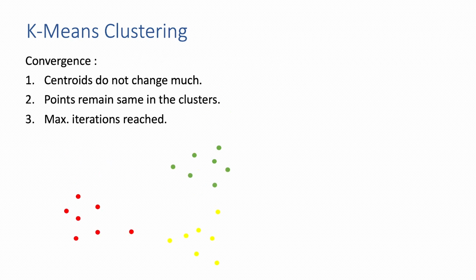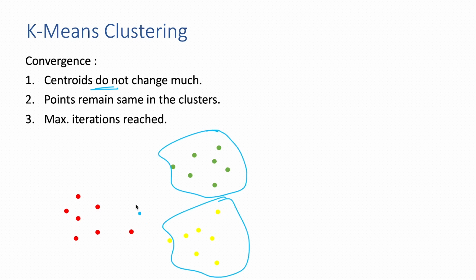So what exactly is convergence here? The convergence could be that the centroids do not change much, or the points that are assigned to different clusters do not change much, or the maximum iterations that we have set as a limit is reached. Either one of these can be considered as a convergence criterion.